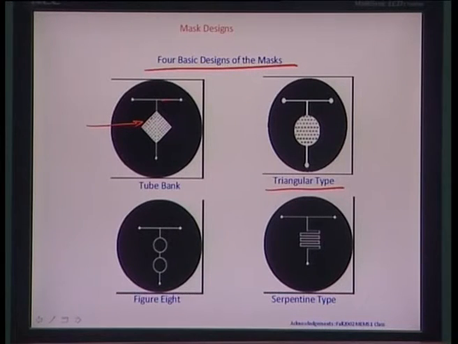In the second case, we had a triangular type of design where these cavities are essentially triangular in nature like this. They are small triangles. The third was a figure eight kind of design where we are splitting apart the flow and putting it back again, and then again splitting apart and putting it back. And then we had a serpentine type of design where you had a meandering channel and the two flows coming from both ends mixing along this particular channel.